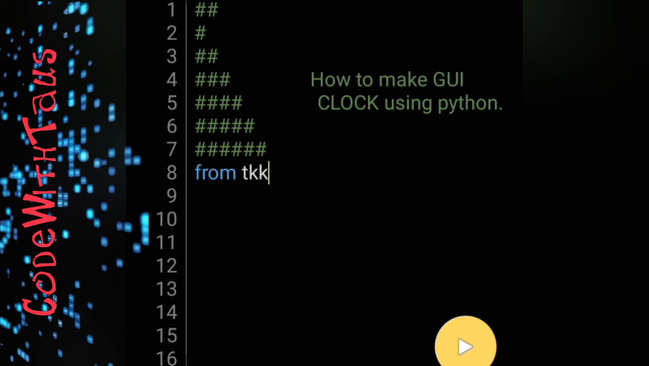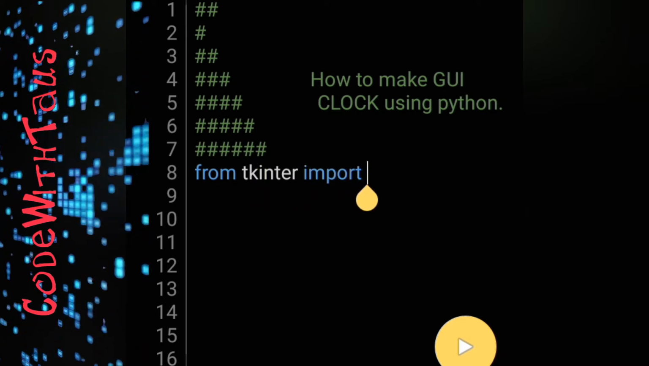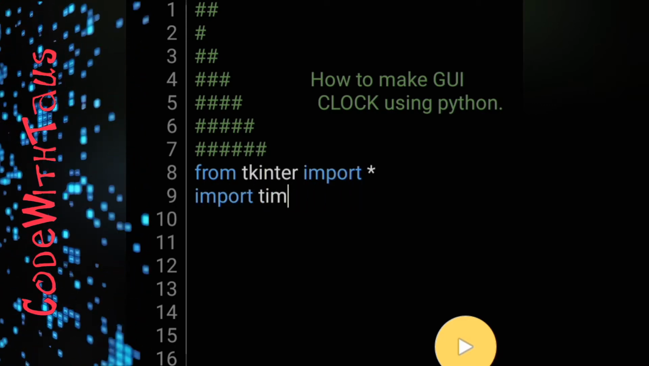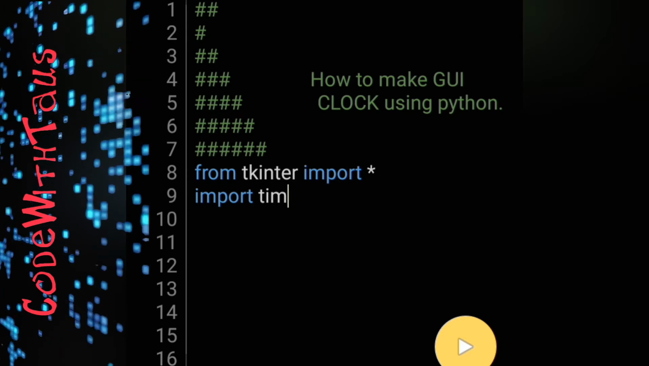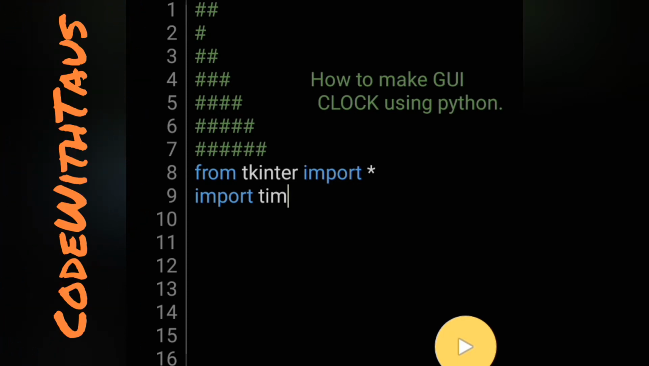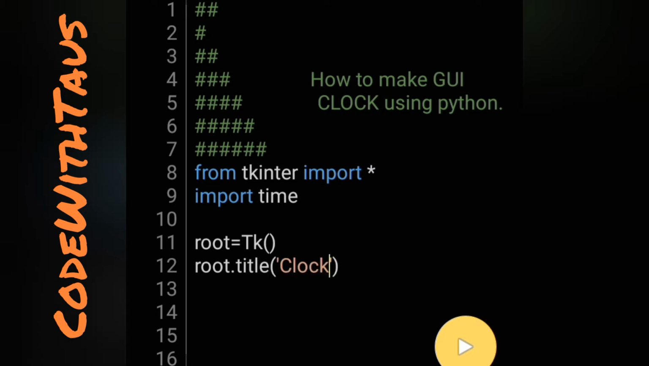Now we are importing Tkinter and time module. We are importing all from Tkinter module. This star sign is used to import all from a module, not only from this Tkinter module. In this video, we will make a GUI clock with Python.